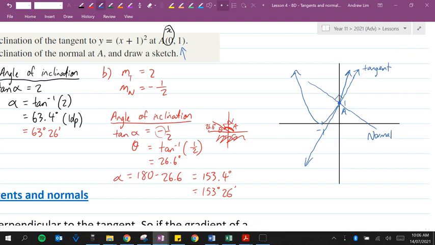Okay, so what we found is that the gradient of the tangent is 2, and the gradient of the normal is negative half. It's negative because it's sloping down. We can also see that the angle of inclination for the tangent, that's this bit here, is 63 degrees, 26 minutes. And the angle of inclination for the normal is that, and that is 153 degrees and 26 minutes.